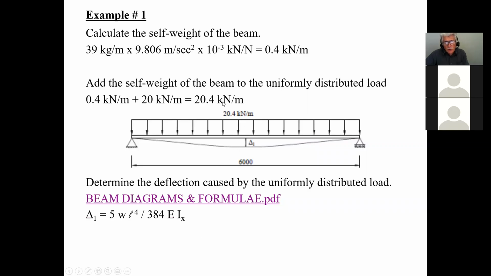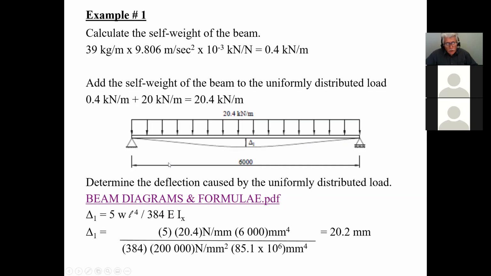So the first deflection caused by the uniformly distributed load is equal to 5WL to the fourth. L always represents the span. E is the modulus of elasticity, and I is the moment of inertia. EI together is called the stiffness of the beam, and the higher the EI value, the stiffer it is, the less it's going to deflect. So that's what the EI is. So now I have all my values, so I simply have to plug them in.